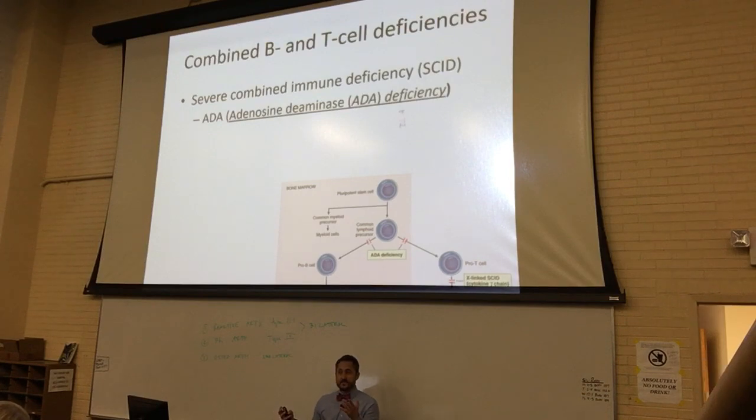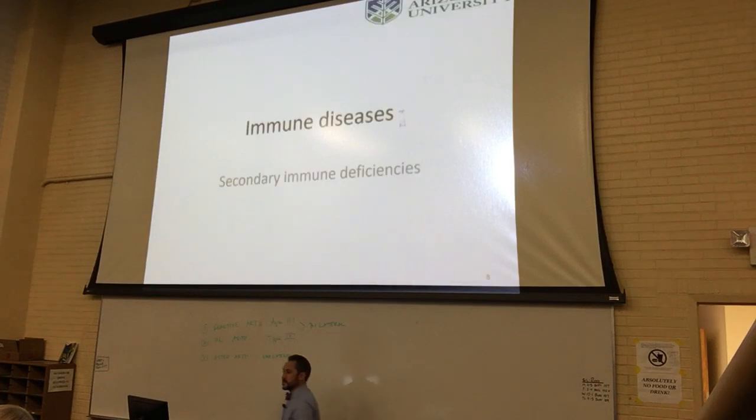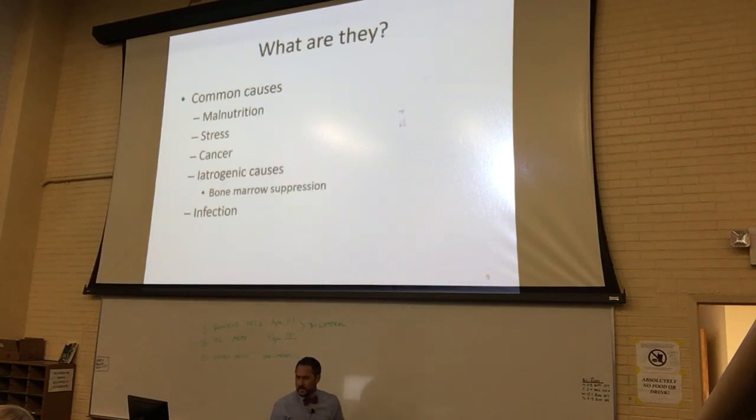Congenital, make sense? You're born with them, single gene defects. All right, let's talk about secondary in the remaining time. We've got causes, right? We've got malnutrition, stress, cancer, iatrogenic causes. This is a word that refers to complications or adverse events because of medical treatment. So if you have a procedure like chemotherapy, because you're fighting cancer, and then you lose a lot of your bone marrow cells because of the chemical toxicity, that's what chemotherapy is, then you might have bone marrow suppression.